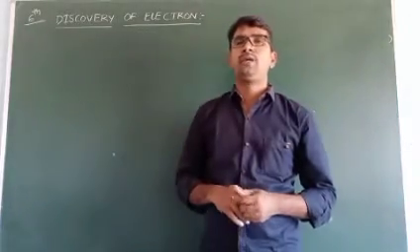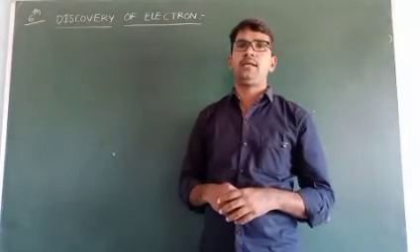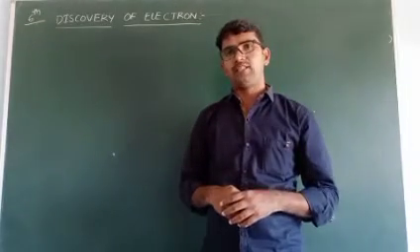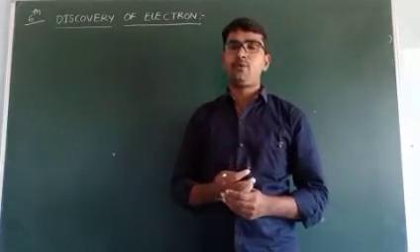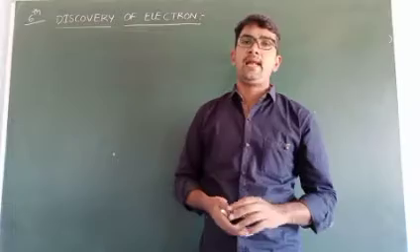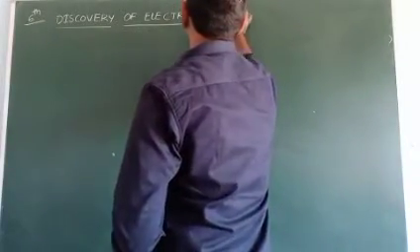Now, we know that three main fundamental particles are present: electron, proton, and neutron. Today, I will explain about the discovery of the electron. What is the symbol of electron? Electron symbol is e minus.